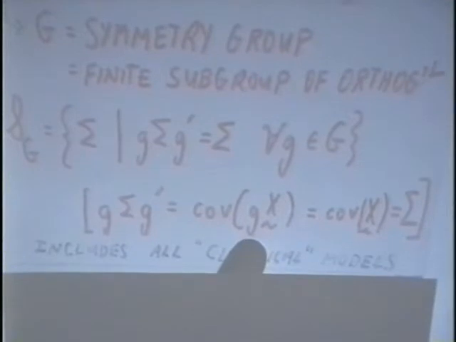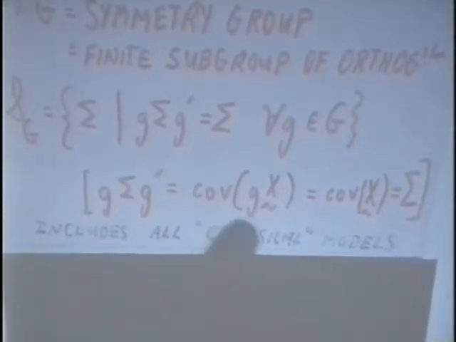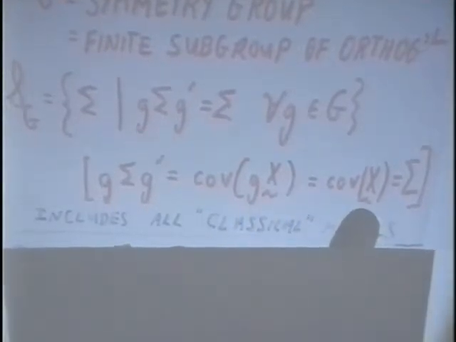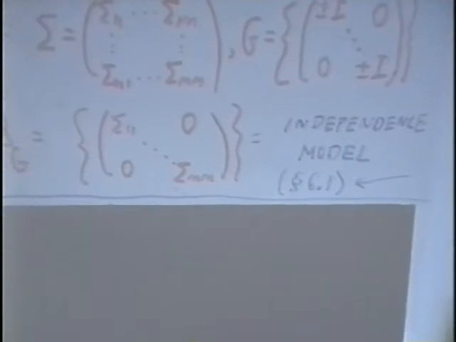Another way of saying that is that the covariance of G times X, for example, a permuted version of X, is the same as the original covariance of X. The claim demonstrated by Andersen, Bruns, and Jensen is that indeed all the classical multivariate models are of this special form. So it's quite broad in a sense.